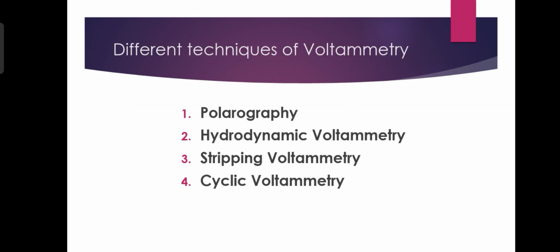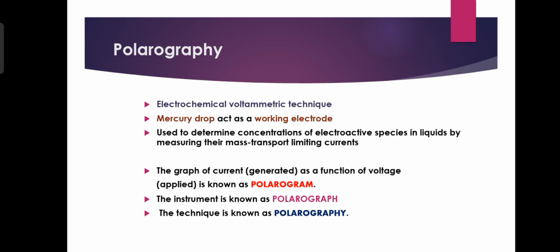Next, there are different types of voltammetry process: polarography, hydrodynamic voltammetry, stripping voltammetry, and cyclic voltammetry. First is polarography. What do we mean by polarography? Polarography is a voltammetric technique where the working electrode is replaced by a mercury drop electrode, or DME, the dropping mercury electrode, and a graph is plotted between current and potential difference. The graph that arises is called a polarogram. The instrument used in polarography is the polarograph, and the technique is known as polarography. These are the common terms which you have to remember.